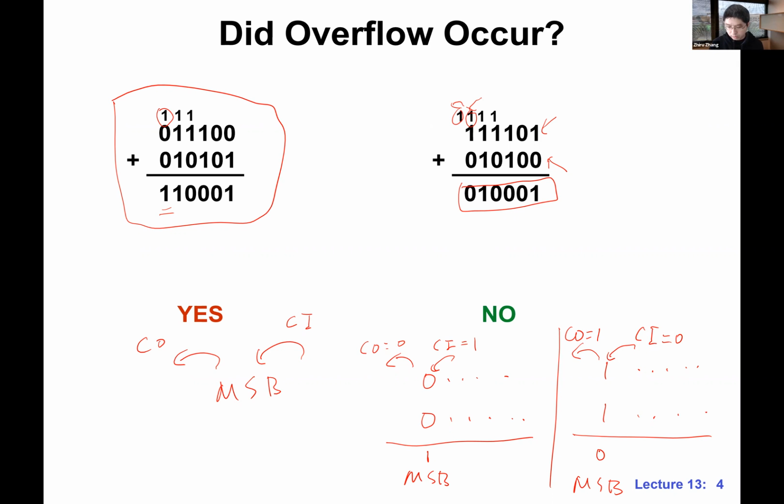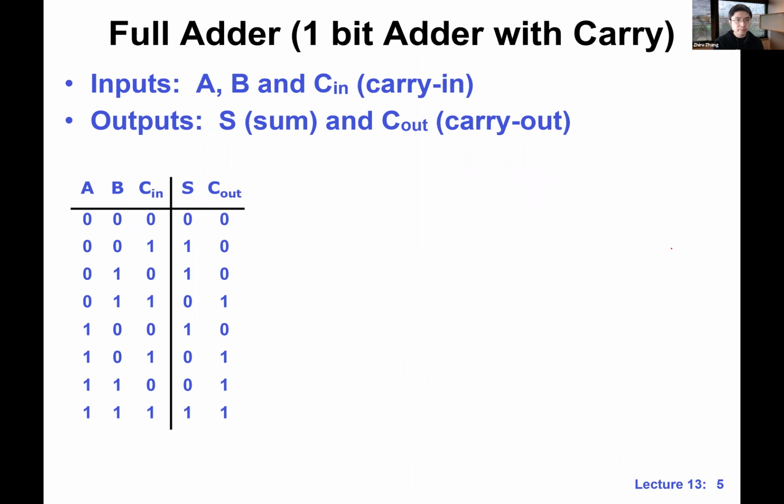All we need to do to detect overflow is XOR the carry in and carry out on the MSB. We do the exclusive OR on the carry in and carry out. That's it, and this is going to return the overflow flag. Okay. Any questions about overflow? Okay, good. Let's move on.